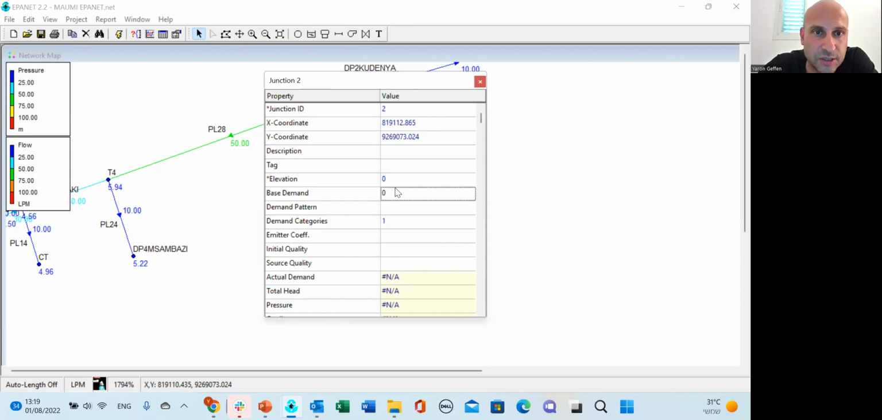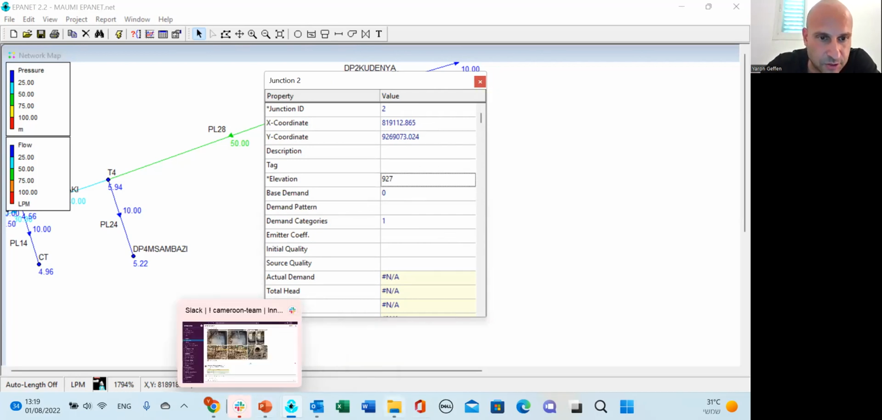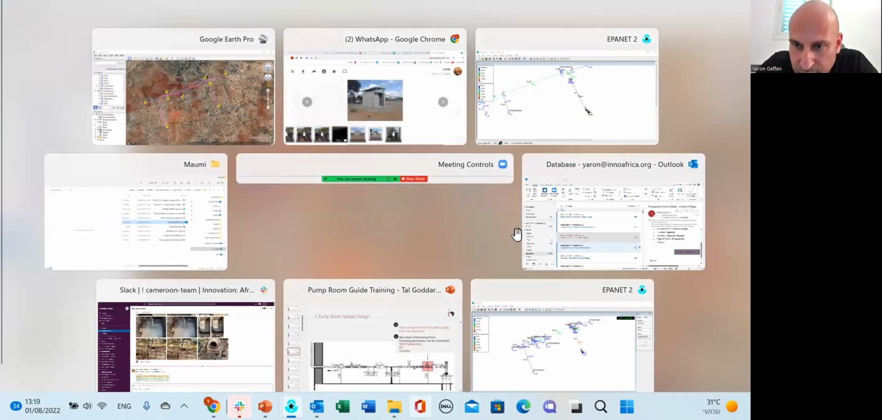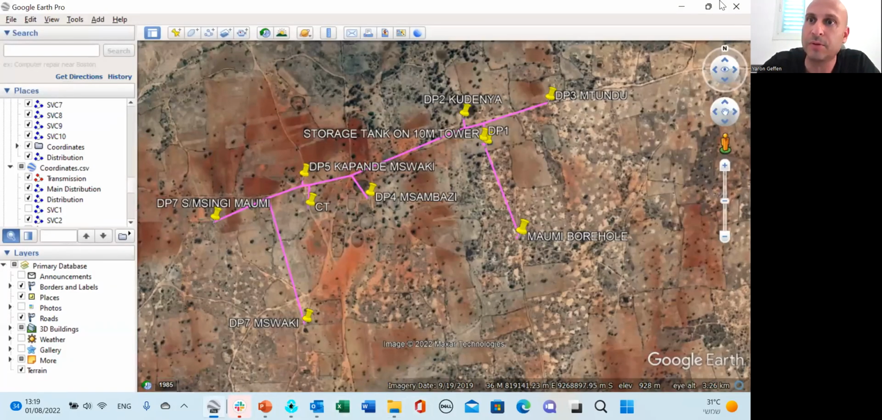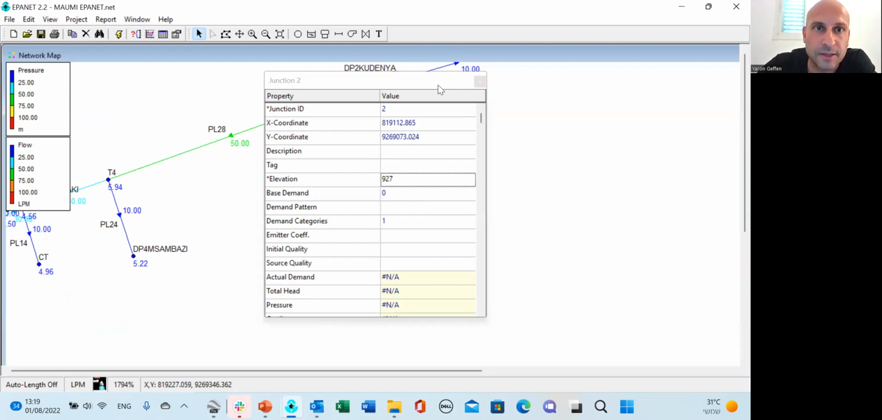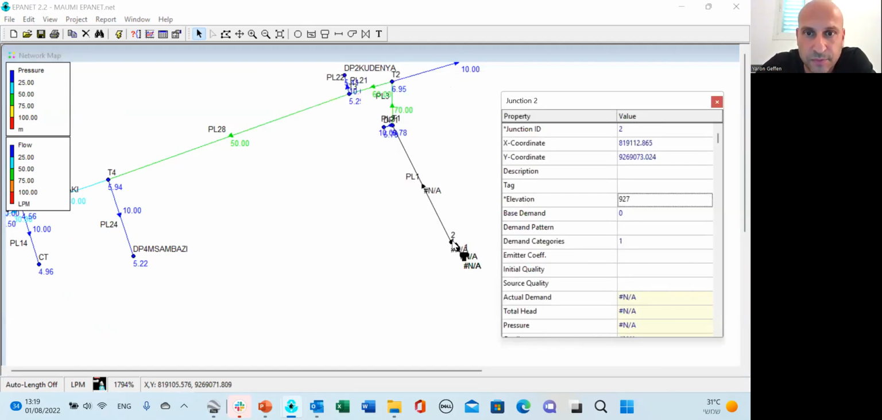The ground elevation near the borehole is about 927, if I'm not mistaken. Let's check in the KMZ. So yes, 927 around the borehole. So my memory is still working. And so this is the elevation of the node, which is located next to the pump. And I will have the same ground elevation for the water tank, 927.